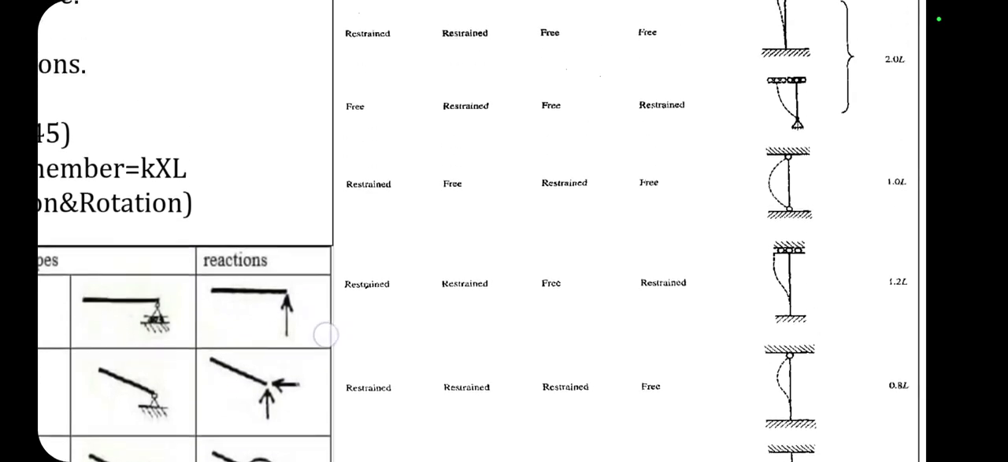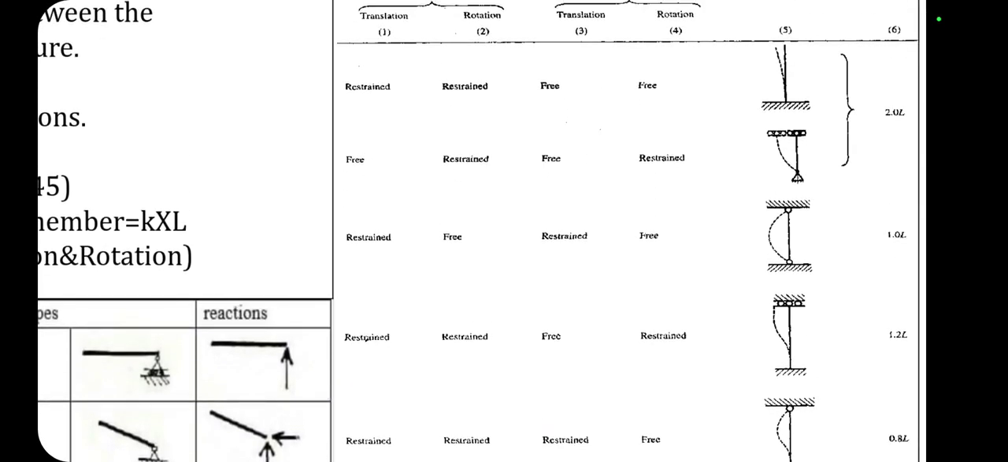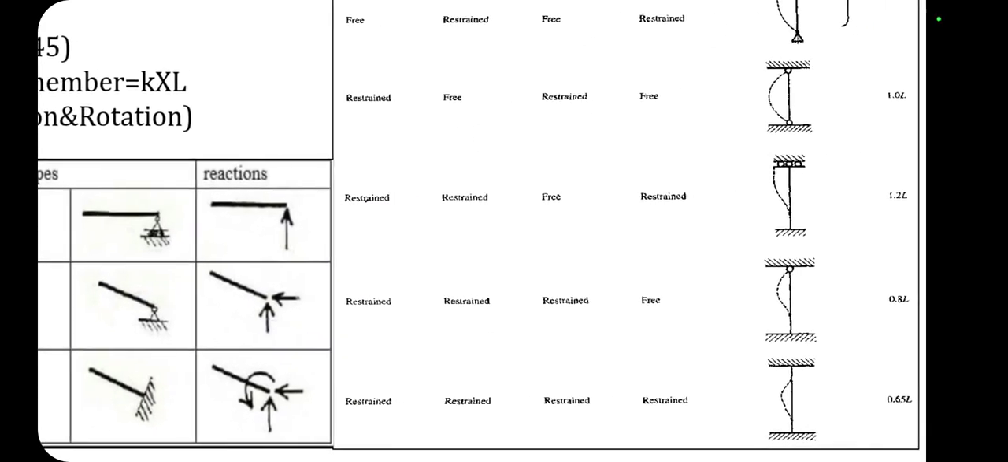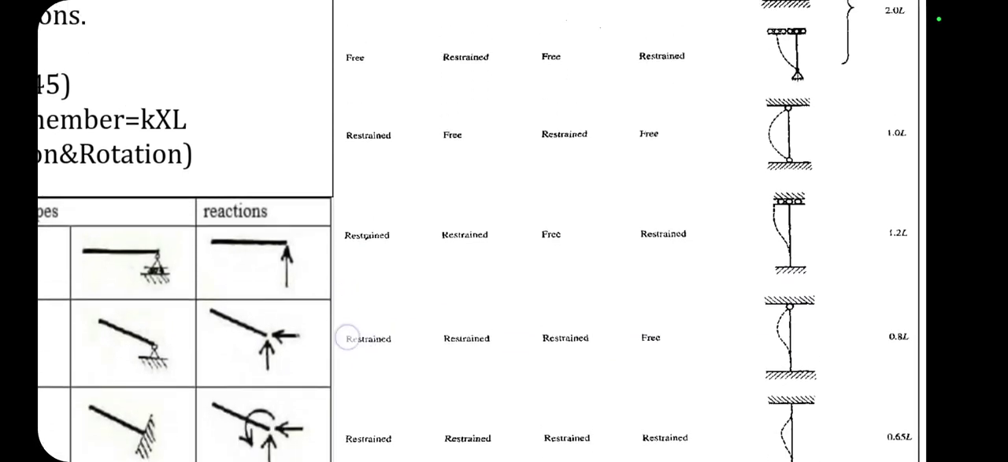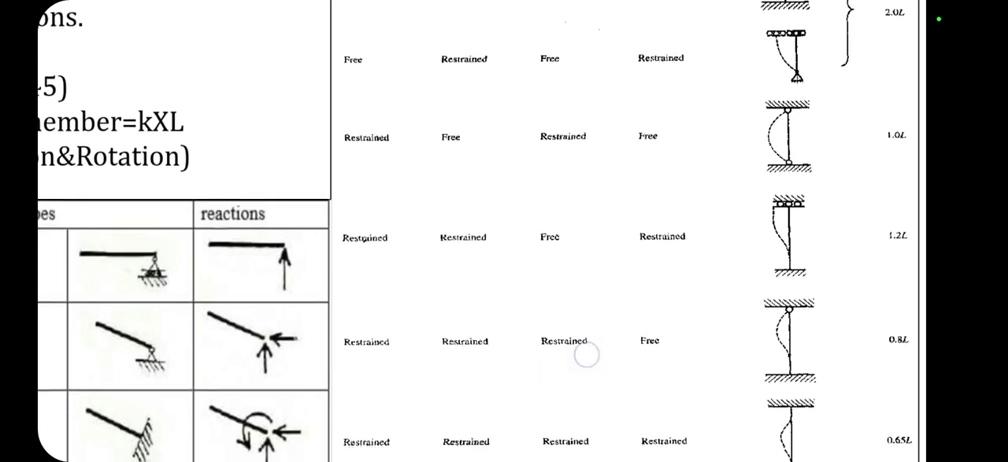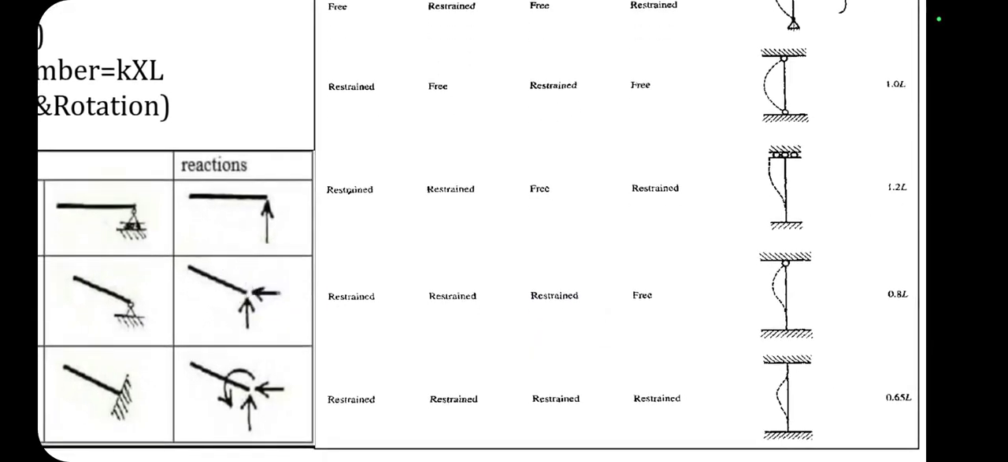The next case is where the column is restrained against rotation and translation at one end, and at the other end it is restrained in rotation and only free for translation. In that case the effective length is taken as 1.2 L. The next case is when the column is restrained for translation and rotation at one end, and for translation at the other end and just free for rotation. In that case the effective length is taken as 0.8 L.